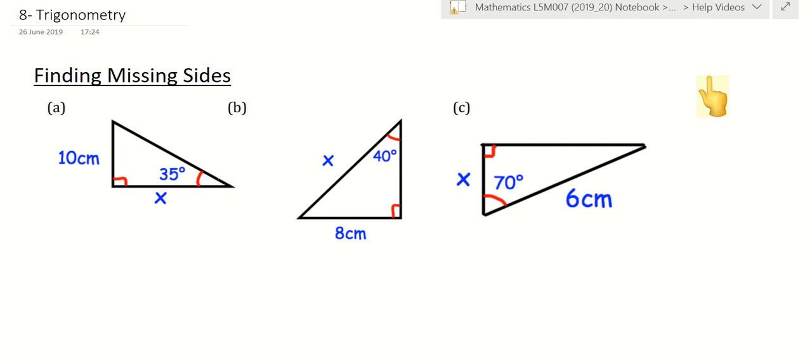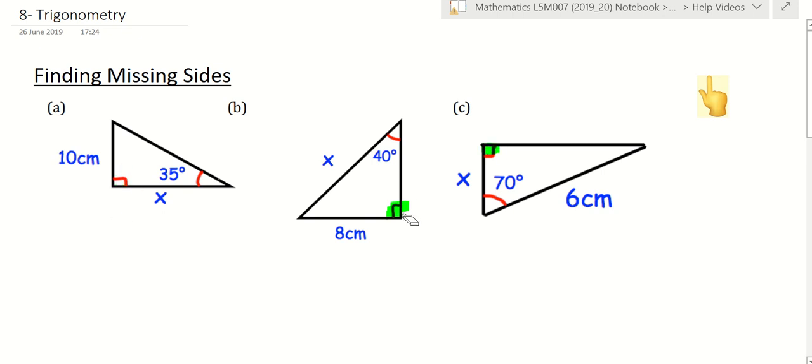So in this video, we're going to go through trigonometry. Now, trigonometry, again, SOHCAHTOA only works for right-angled triangles. And they will always, in the exam, put this little box to tell you that these are all right-angled triangles.